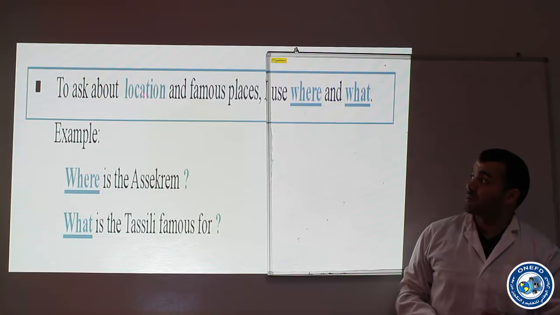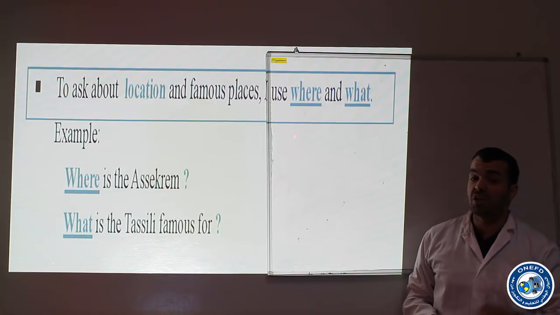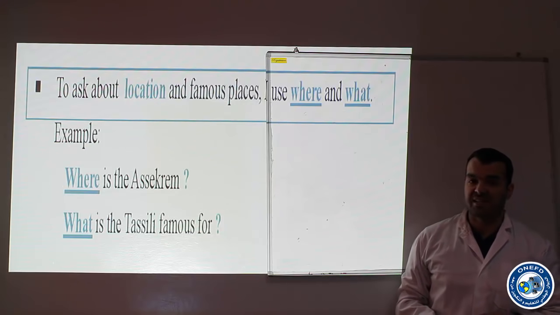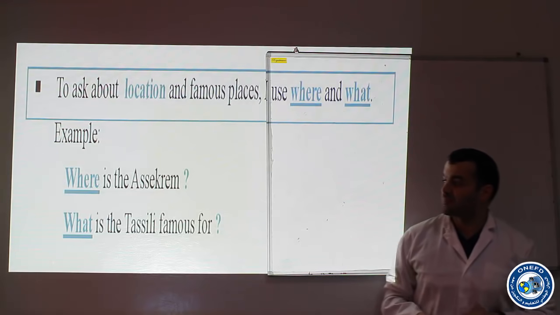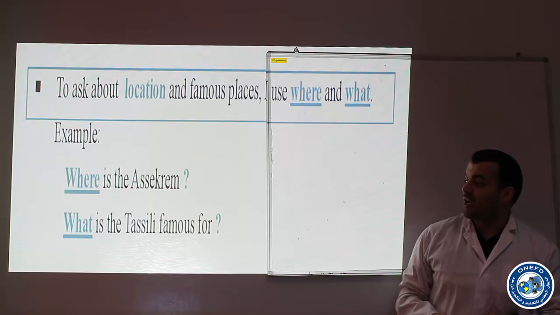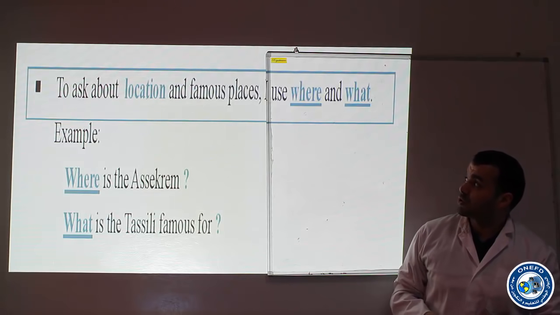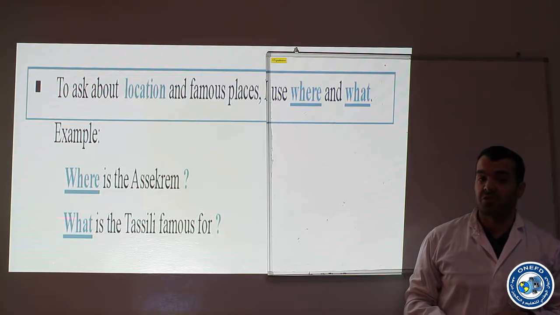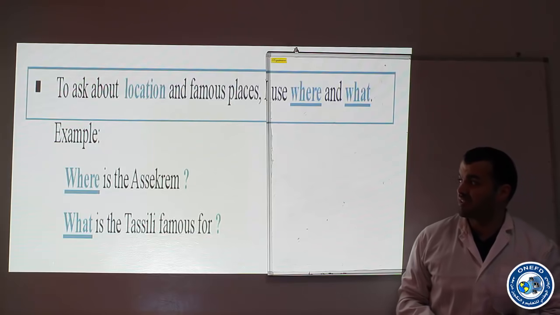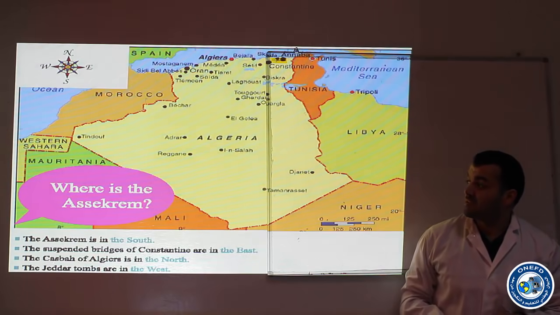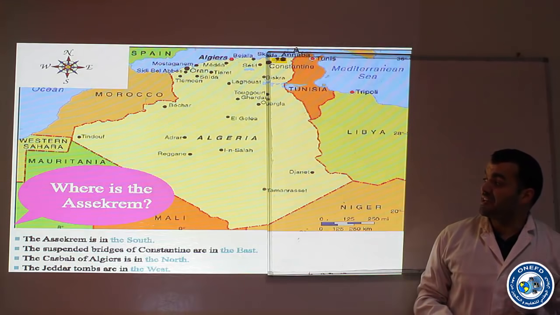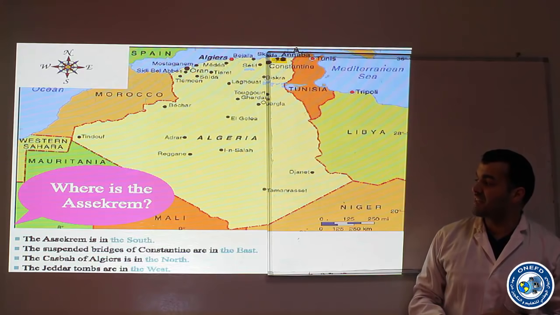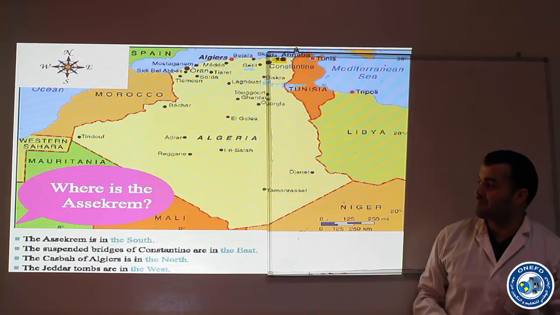Now, to ask about location and famous places, we use where and what. Example: where is Askren? Or, to talk about famous places, for example, what is Tassili famous for? For example, where is Askren? Askren is in the south. This is the south of Algeria.